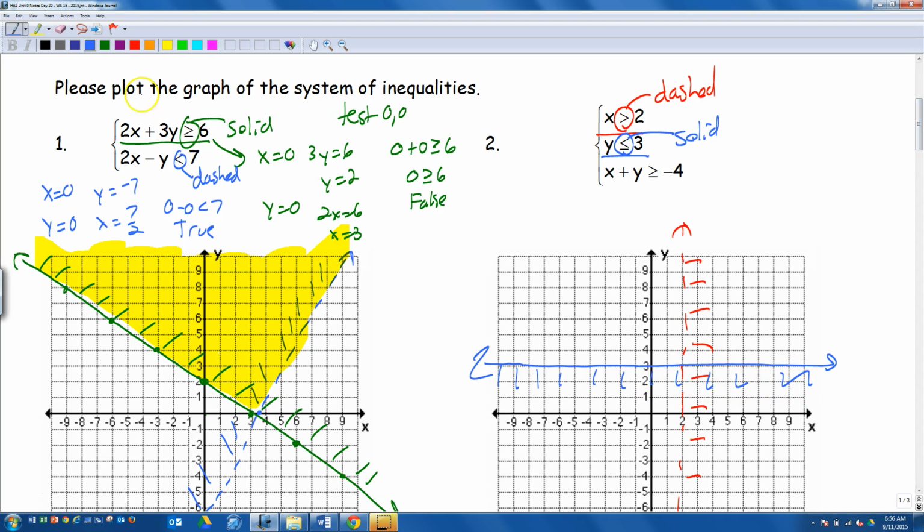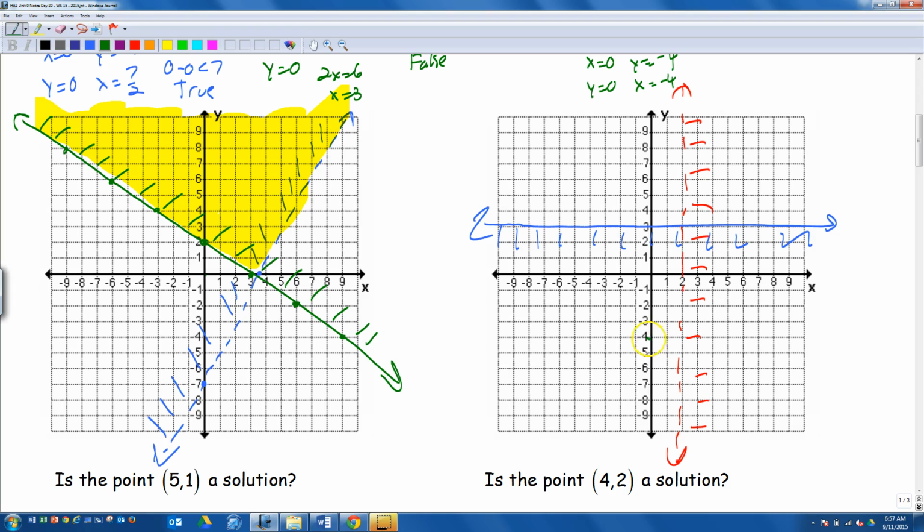And finally, we have x plus y equals negative 4. So if you do the zero test, by the way, this is also going to be solid. When x equals 0, y equals negative 4. And when y equals 0, x equals negative 4. So I have negative 4, negative 4. So we're here, we're here. So it has a negative 1 slope. I'm going to just put a few dots so I can graph that. And this is also a solid line.